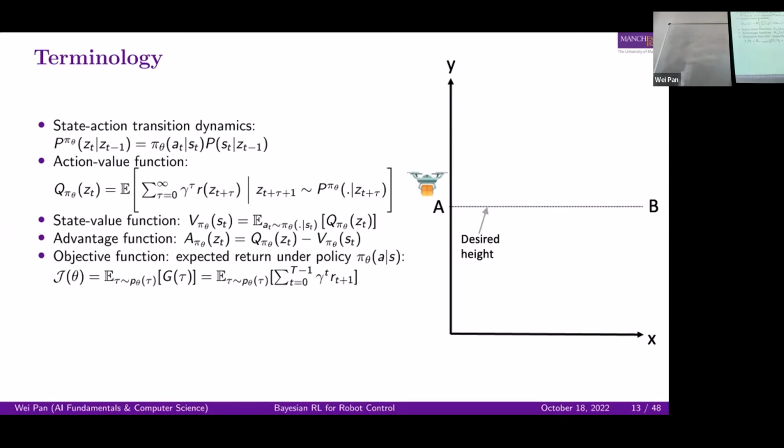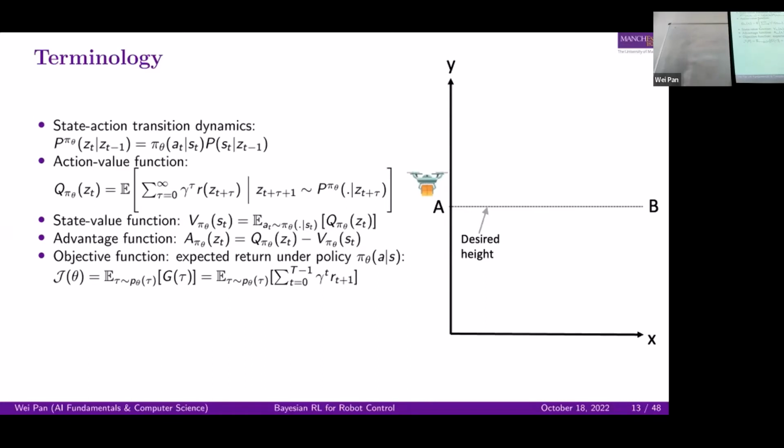Well, there are two important functions. One is the action value function, which is the expectation of the discounted return given a particular action. And the state value function is the expectation of the action value function given a particular policy. If you sample all actions from this distribution of the policy, you can get the expectation, the state value function. Then the advantage function is the difference between the action value function and the state value function. And our objective is the expected return under the policy pi, which is the expectation of the discounted reward into the future.